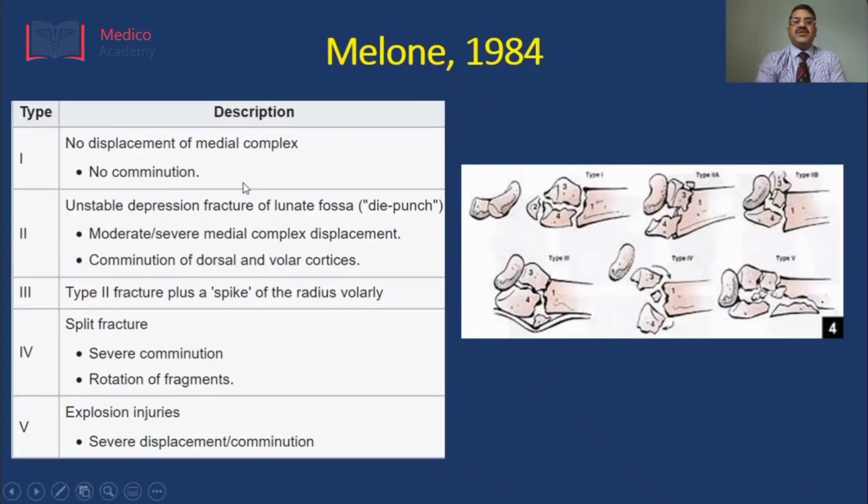In type 1, there is no communication and only minimal or no displacement of the medial complex. Type 2 represents the die-punch injuries, which are subdivided into type 2A and B, depending upon whether there is moderate medial complex displacement or there is added comminution of the dorsal and volar cortices. Type 3 represents a type 2 fracture plus a spike of the radius volarly. Type 4 represents a split fracture with severe comminution and rotation of the fragments. And type 5 represents explosion injuries with severe comminution.